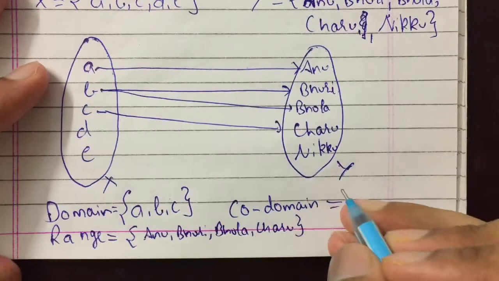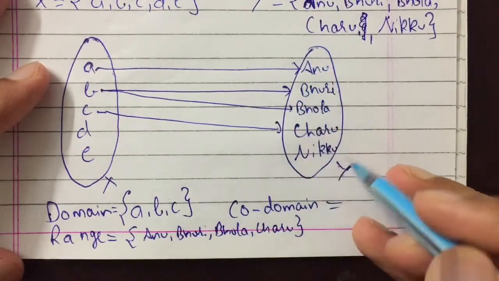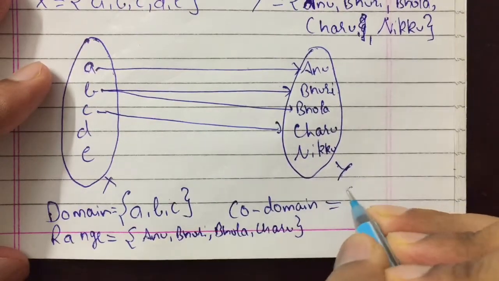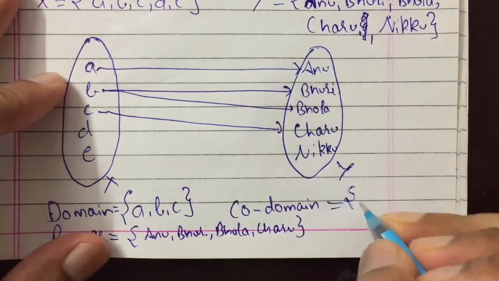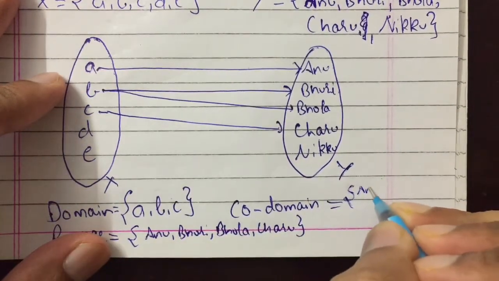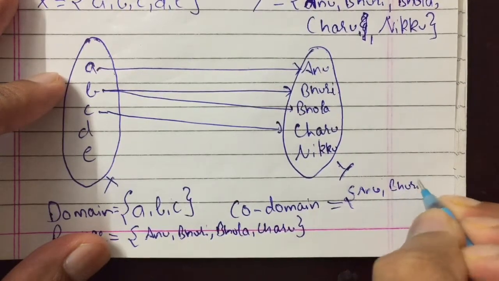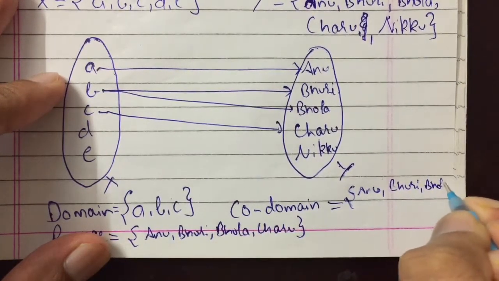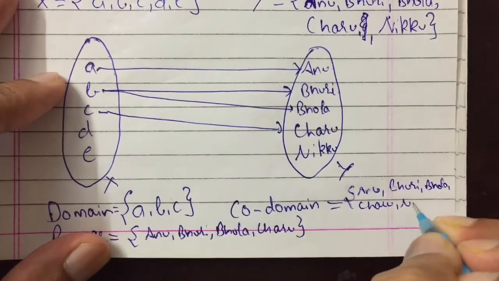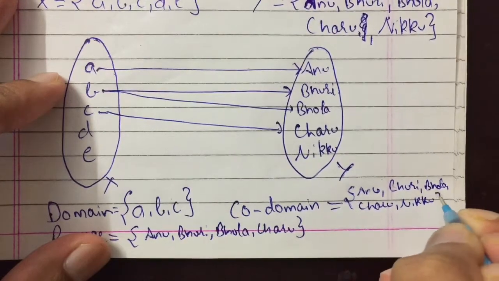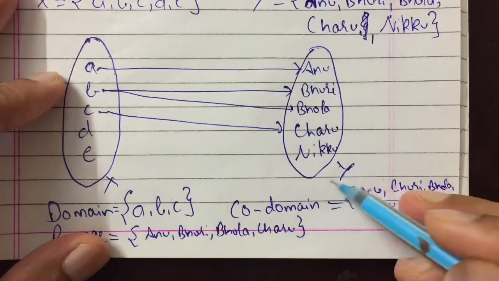So codomain will be, codomain means this image, जितने भी यहाँ पे सारे एलिमेंट्स है वो सब कोडोमेन होंगे. कोडोमेन मीन्स ऑल द एलिमेंट्स विच आर हेयर इन वाई सेट. अनु, भूरी, भोला, चारू, निक्कू. All these elements will be codomain. Codomain means all the elements of this set.